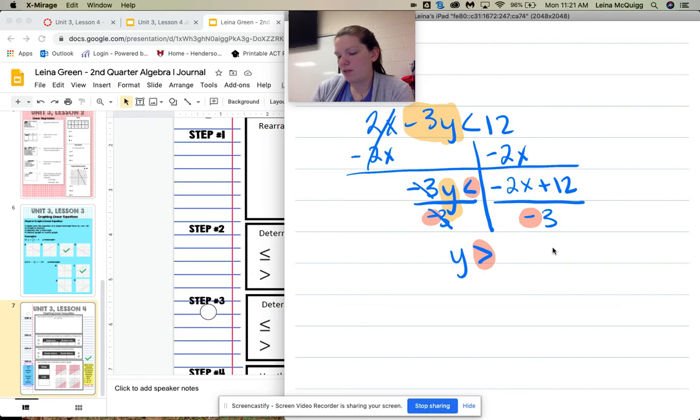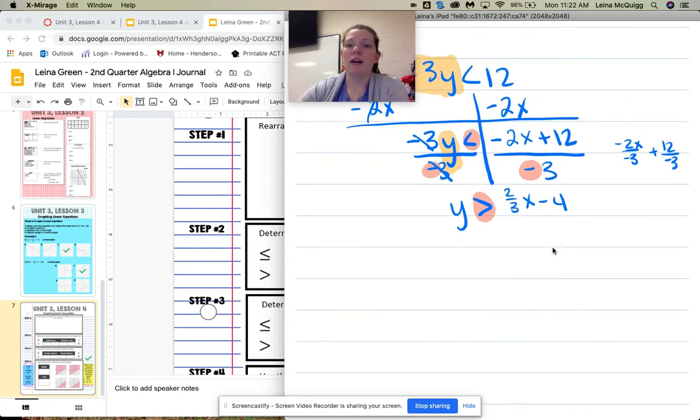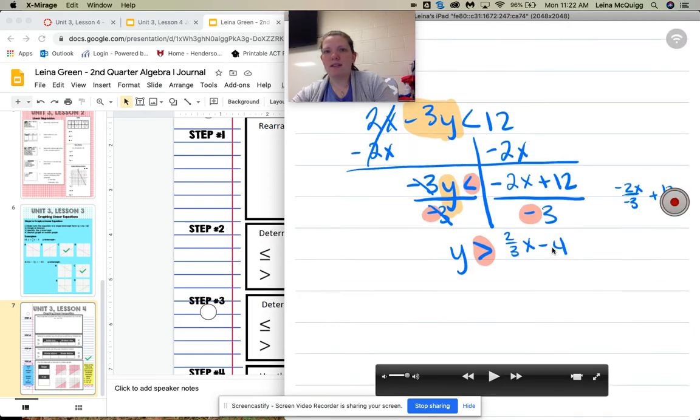All right, so I have negative 2 divided by negative 3 is going to be positive 2/3 x. And then positive 12 divided by negative 3 is negative 4. So this side over here, I need to do negative 2x divided by negative 3 plus 12 divided by negative 3. You have to split that up and divide both pieces by that number, okay? We're dividing everything on that side. All right, so I have y by itself.